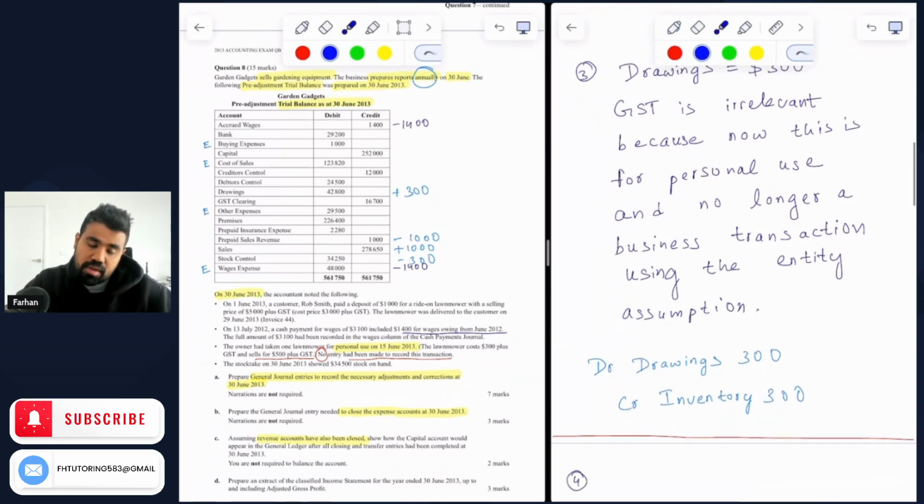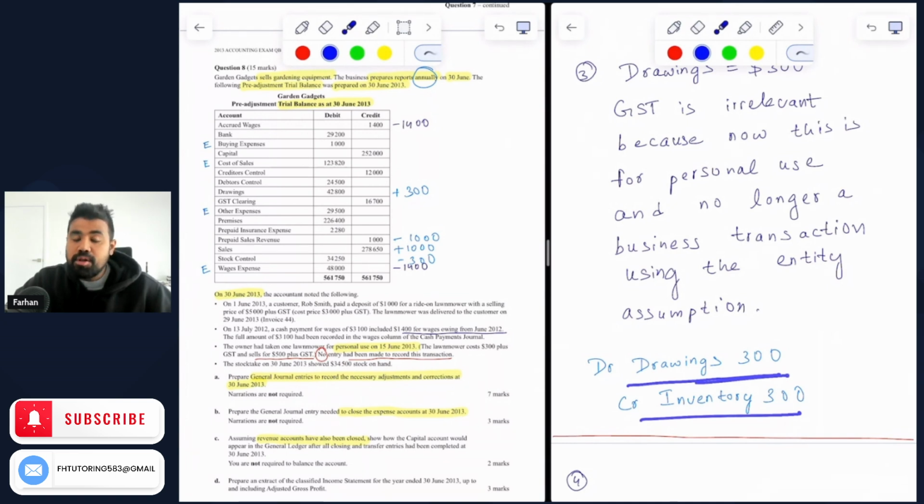And how do we record this in the books? We debit drawings by $300, and we credit inventory by $300. Now, when we credit inventory by $300, we are simply saying that because we have withdrawn inventory worth $300, our assets are going down, and when assets go down, we credit them. When we debit drawings by $300, we are saying that the owner's equity or capital has gone down.